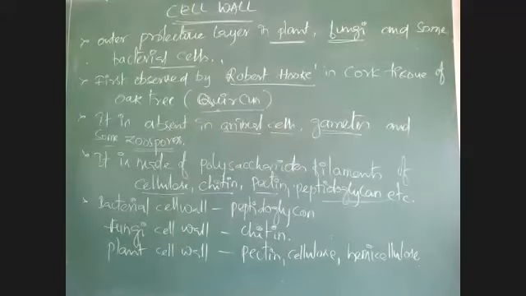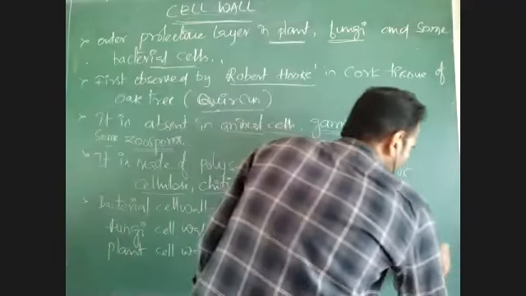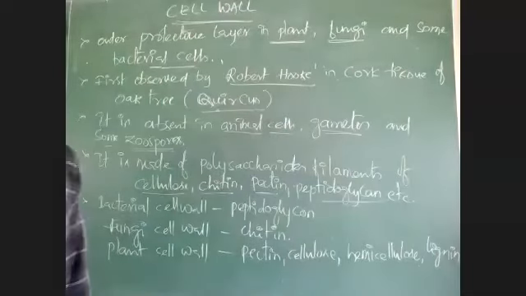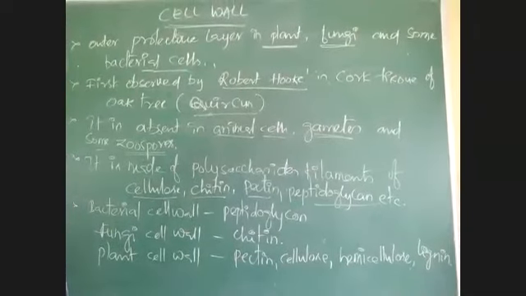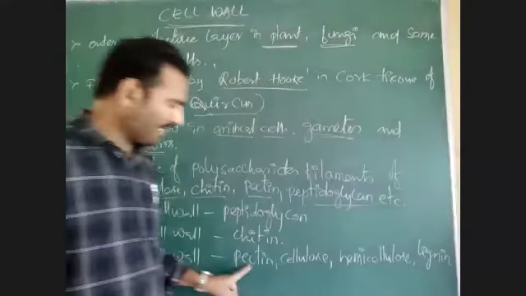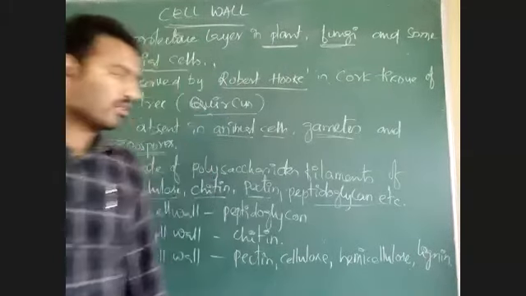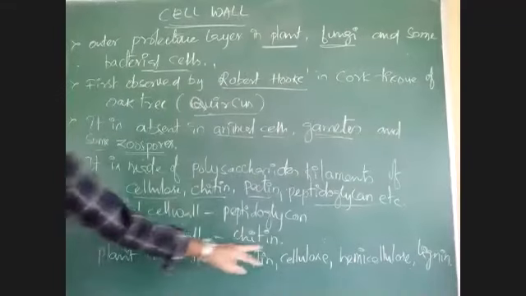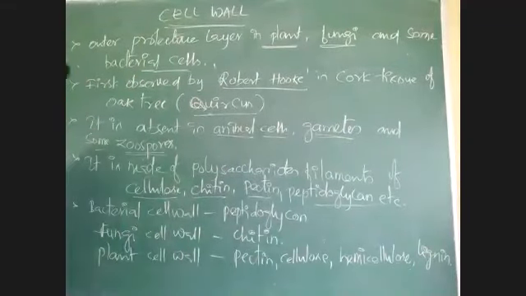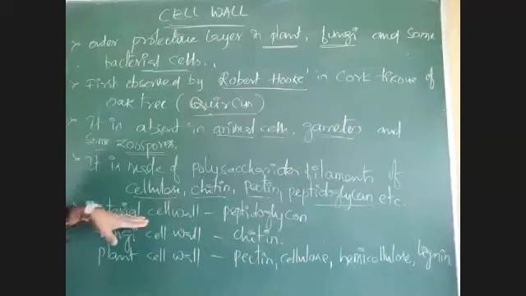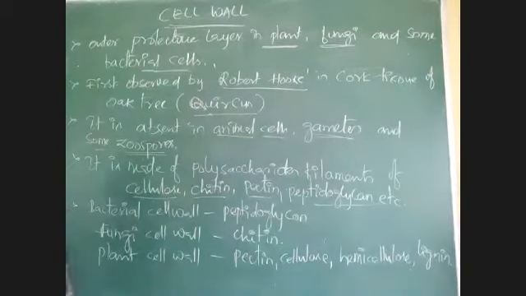Sometimes there may be other structures also, like lignin. These are the constituents of the cell wall. Plant cell walls are made up of pectin, cellulose, hemicellulose, and lignin. There may be other structures like suberin, but majorly pectin, cellulose, and hemicellulose are present. Fungal cell wall is made up of chitin. Bacterial cell wall is made up of peptidoglycan.